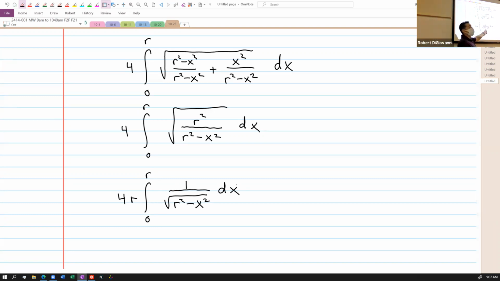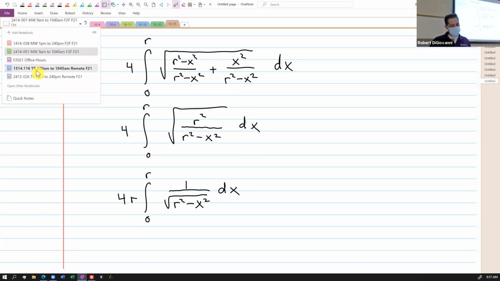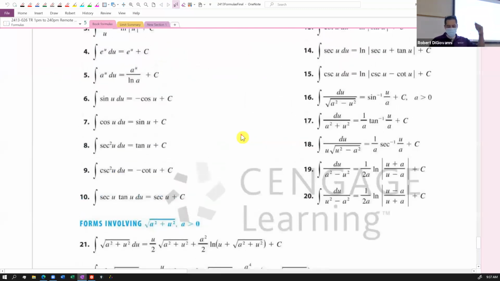Now, can you integrate this? Yeah, trig sub, right? Do we have a formula? I think we have a formula. Well, I know we do, but we go take a look at our formulas. Do we have something where it's 1 over the square root of a constant squared minus the variable squared? Formula is 16, right there. Right, that's our formula.